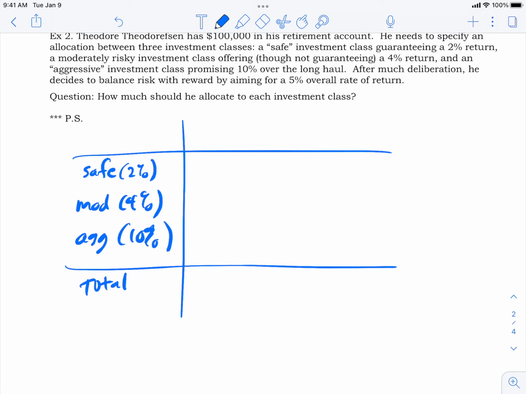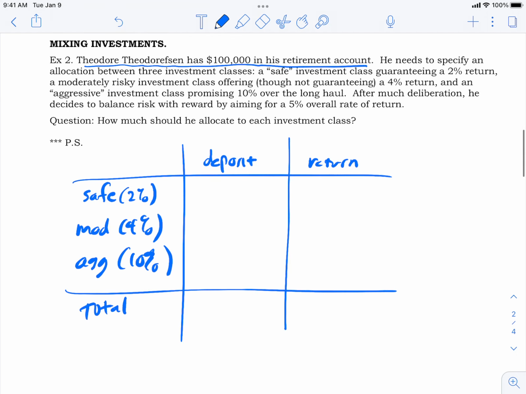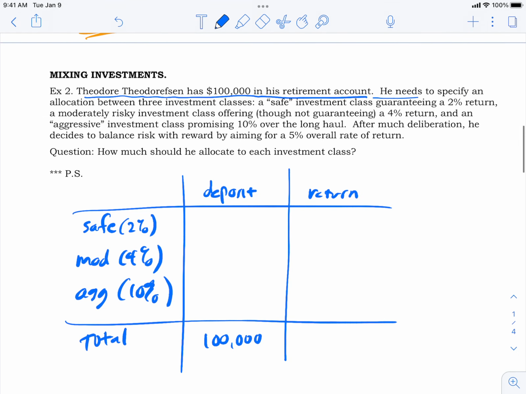Now you want to keep track of how much you're putting in and how much you're getting out, right? So there's the deposit into each, and then there's the return on each. Okay, cool. Now let's go back up and start reading. $100,000 total. His total retirement account, $100,000. So we know where that goes. Cool. Needs to specify an allocation. Safe is 2%. Got it. Moderately 4%. Got it. Aggressive 10% over the long haul.